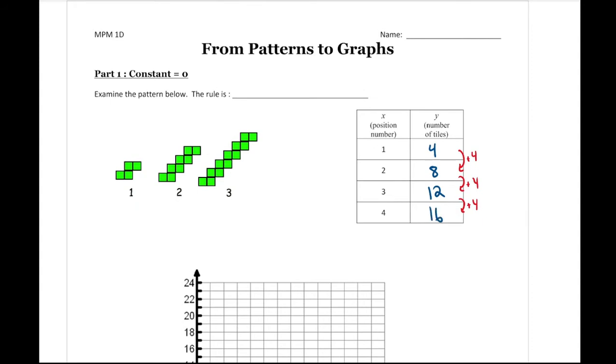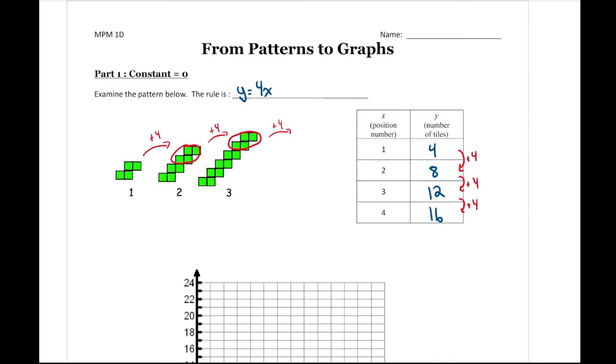Again, if we look at our pattern visually, we can see that we add on this set of 4 squares every single time. So we'd add another 4 on for the next position and so on. Now, we might be able to look at the two columns similar to our input and output and say, well, I know that 1 times 4 is 4, 2 times 4 is 8, and so on. So I know right off the bat my rule is going to be y equals 4x, and that there's no constant.